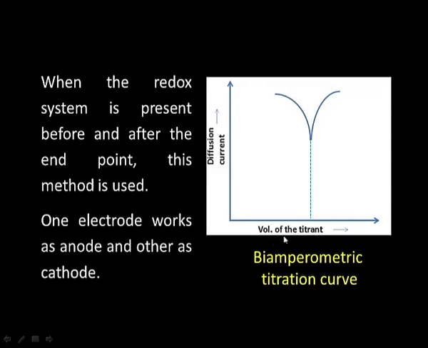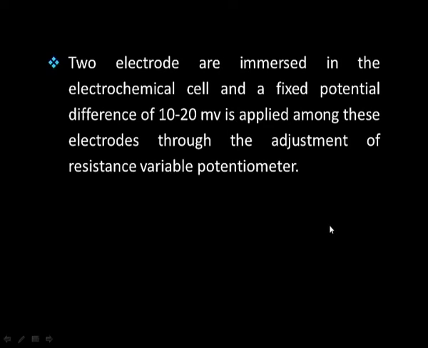When the volume of the titrant and diffusion current are plotted, we can see that the current initially decreases and then at one point it starts increasing, and we get an almost V-shaped curve. The two electrodes are immersed in the electrochemical cell and a fixed potential with a difference of about 10 to 20 millivolt is applied across these electrodes through the adjustment of a variable resistance potentiometer.